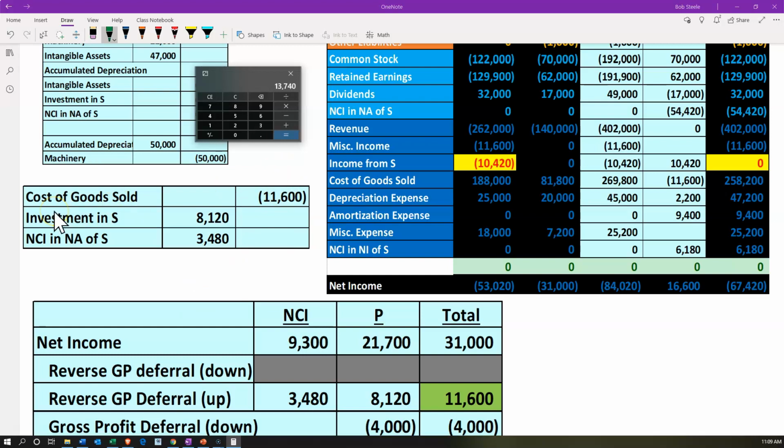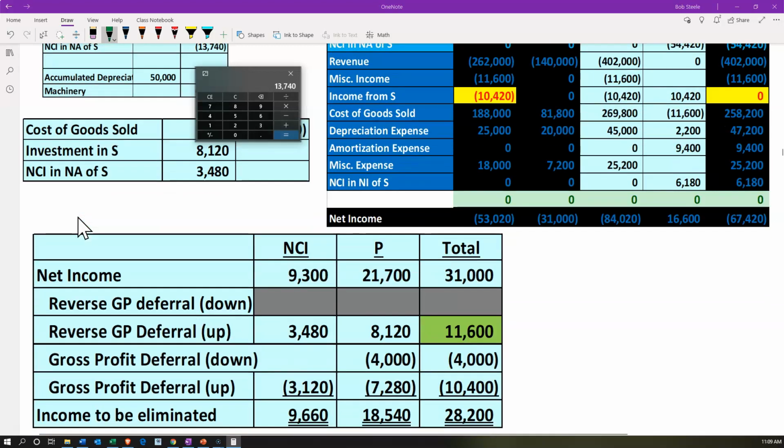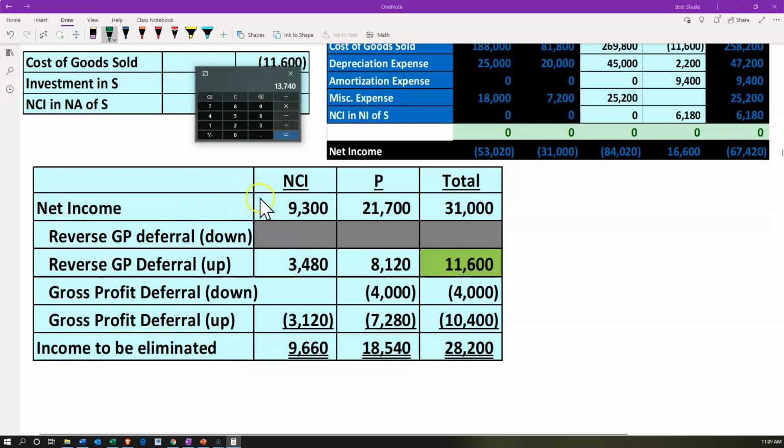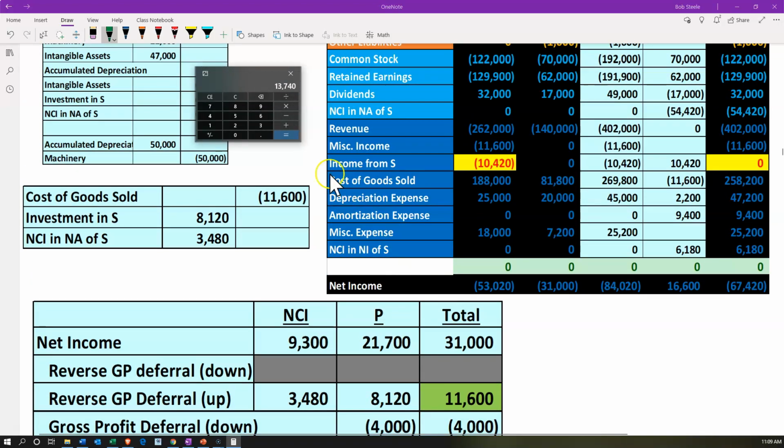So first we're going to go to this item. We're going to credit the cost of goods sold. We're going to get this information from our worksheet once again. So here's our worksheet that deals with these intercompany transfers. We're going to pick up this 11,600, and that's the amount that we're going to be crediting.